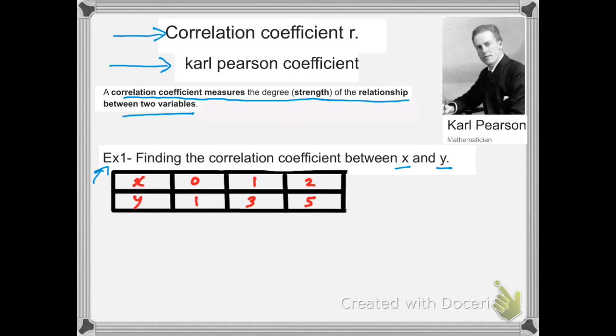In this example, I have some values for x: x equals 0, x equals 1, and x equals 2. The corresponding y for 0 is 1, the corresponding y for 1 is 3, and the corresponding value for x equal to 2 will be how much? It will be 5. Then to compute the correlation coefficient R, first of all you should do what?